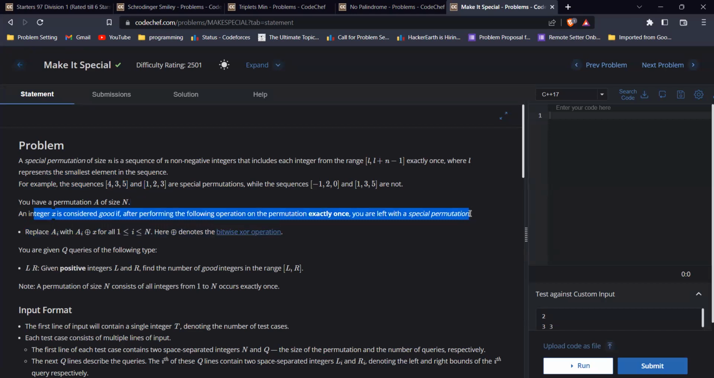So a special permutation is nothing but if we have n integers, if we sort those n integers, those n values should be consecutive to each other. Those n values should be consecutive integers. Let's say 4, 5, 6 is a special permutation. 9, 10, 11 is a special permutation. 9, 10, 13 is not a special permutation.